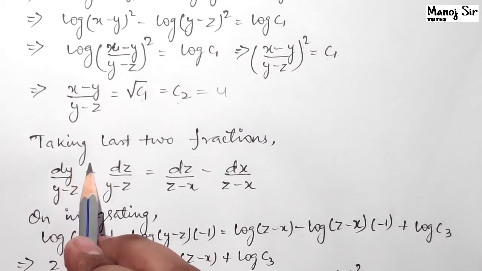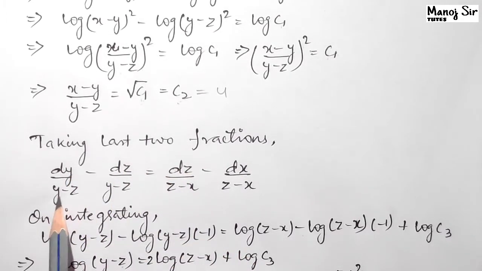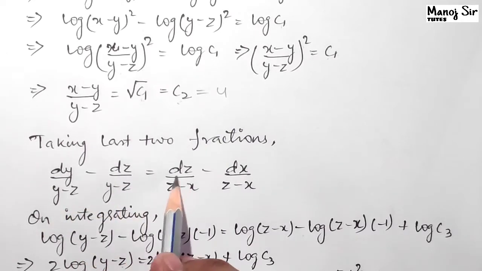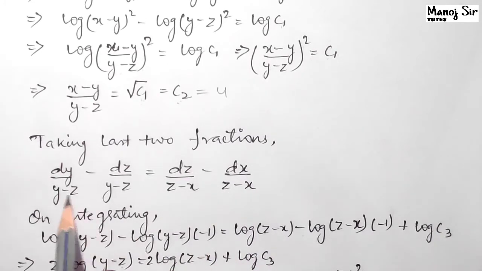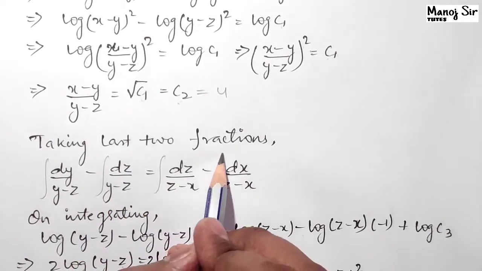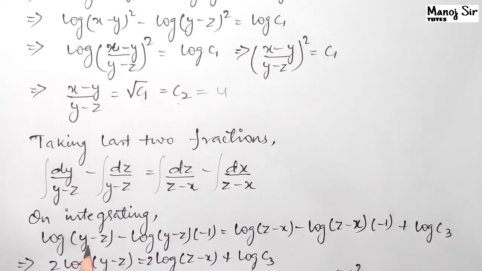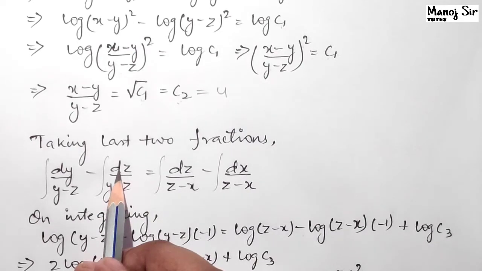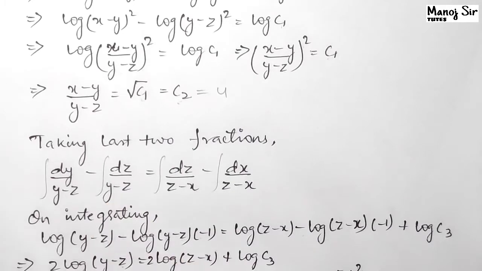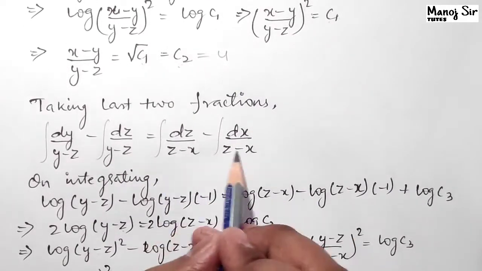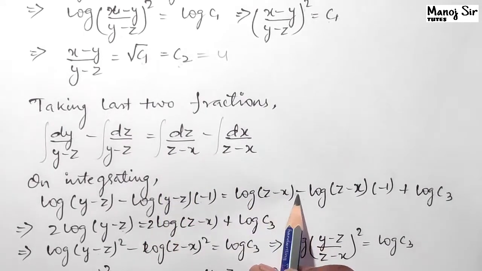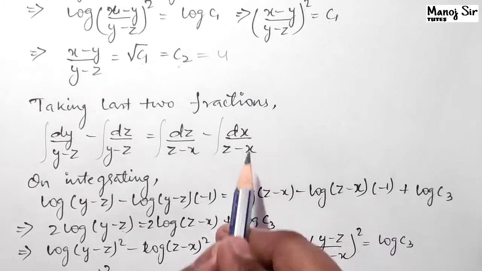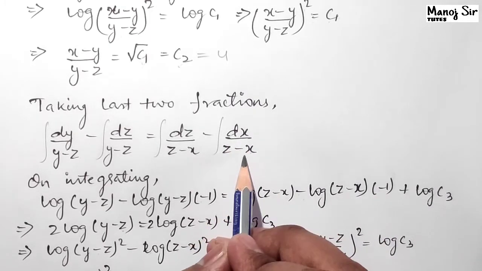So here, taking the last two fractions, you will get dy upon y minus z minus dz upon y minus z equals dz upon z minus x minus dx upon z minus x. So on integrating, you will get log of y minus z minus log of y minus z into minus 1. Why negative? Because here we are integrating with respect to z and the coefficient of z is what? Minus 1. So repeating the same on the right hand side, this will become log of z minus x minus log of z minus x into minus 1.